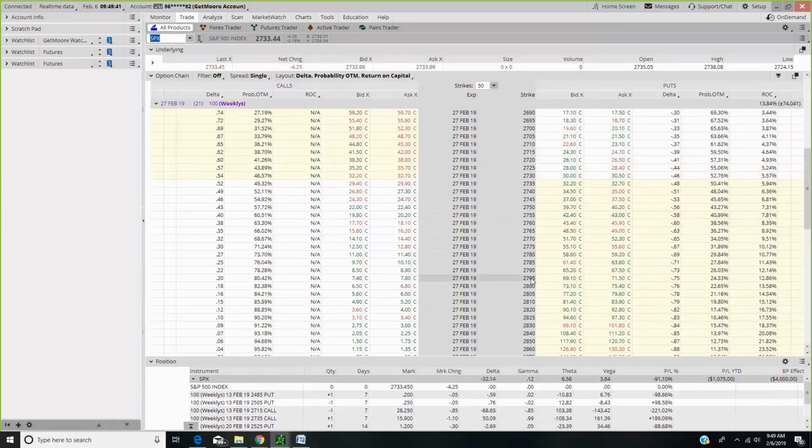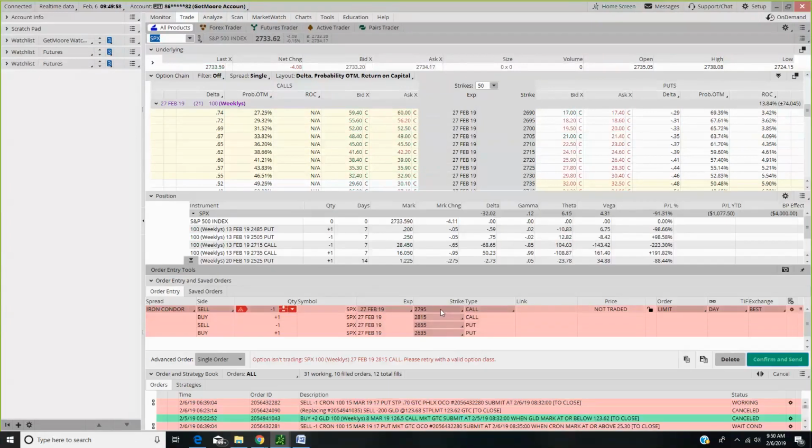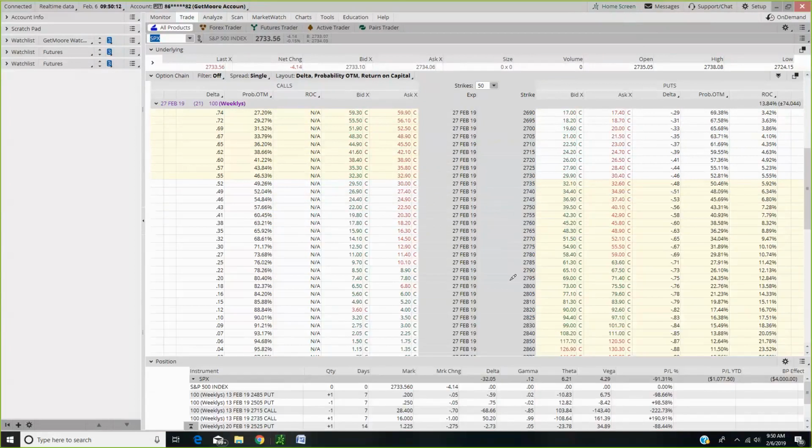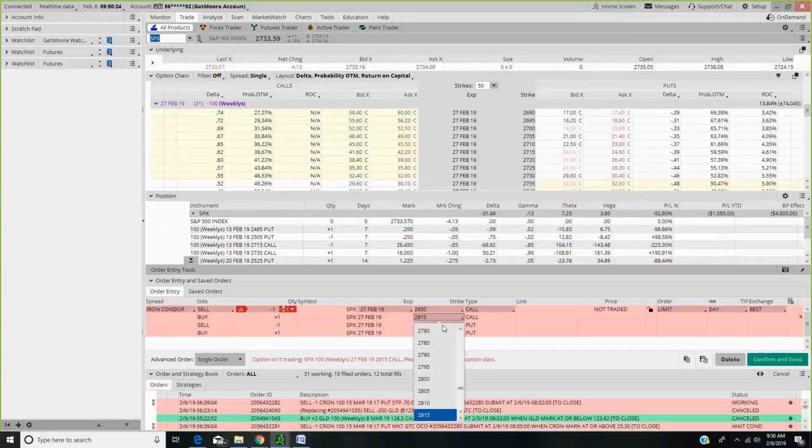2795. We don't have a 2815. Since we don't have that strike, that's kind of weird, then what I'm going to do is pick a different leg. So I'm going to do this 2800. So we're going to change that. Okay, so again, we'll run over the numbers again. Don't worry about it. Because we didn't have the 2815, I don't like that. So now I'm going to buy the 2820. We'll run over the numbers again. Don't worry. 2820.